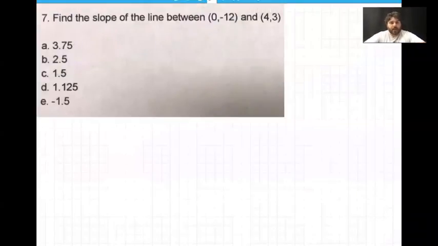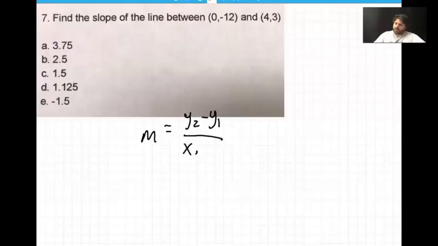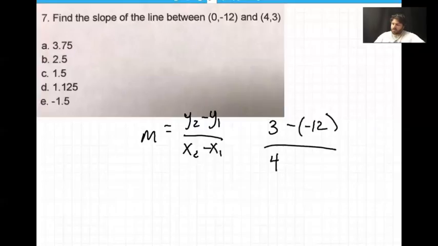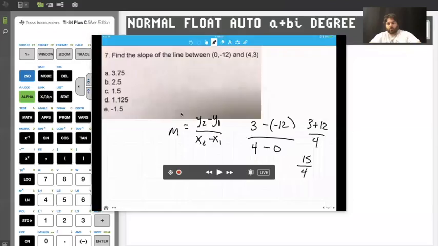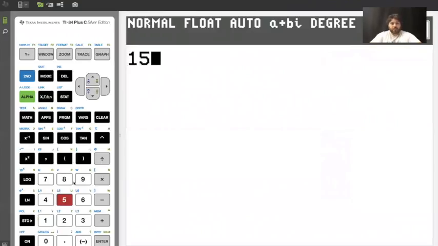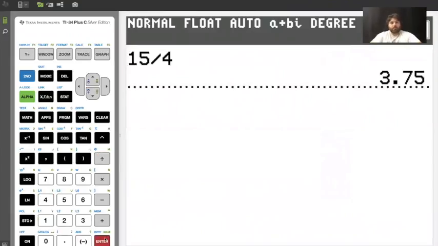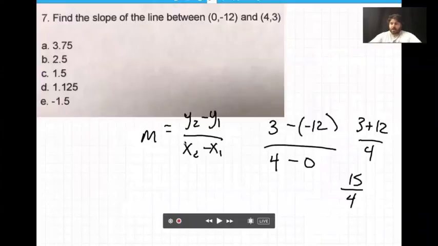All right, find the slope of the line between (0, -12) and (4, 3). Pretty standard problem here. The slope is equal to y2 minus y1 over x2 minus x1. y2 is 3, y1 is -12. Notice how I'm subtracting a negative. I'll need to change that to a positive here in just a second. x2 minus x1. So we get 3 plus 12 over 4, which is 15 over 4. If you're not sure how to actually do that, just do it on here. You get 3.75. All right, so answer choice A is correct.